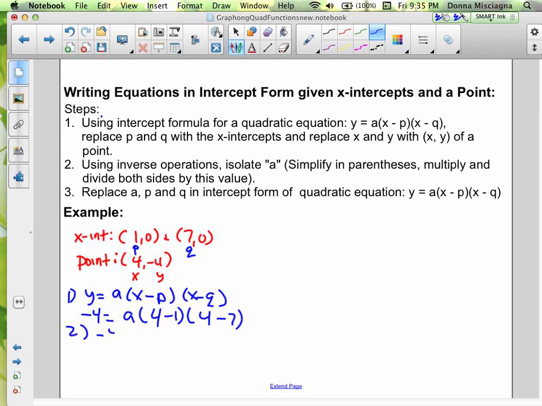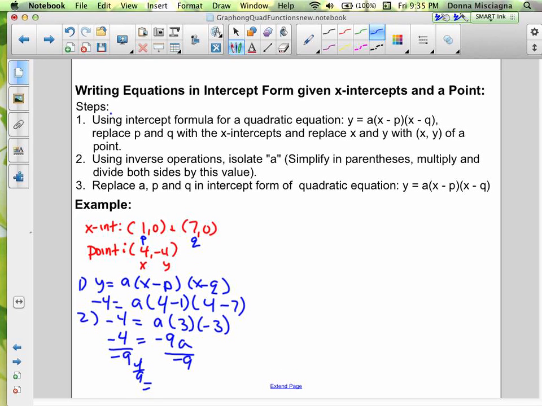So we have -4 equals a times 3 times -3. Well, that's going to be -9 when we multiply, right? So we have -4 equals -9a. Now I just divide both sides by that value to isolate a. Those negatives will cancel, so 4/9 equals a.